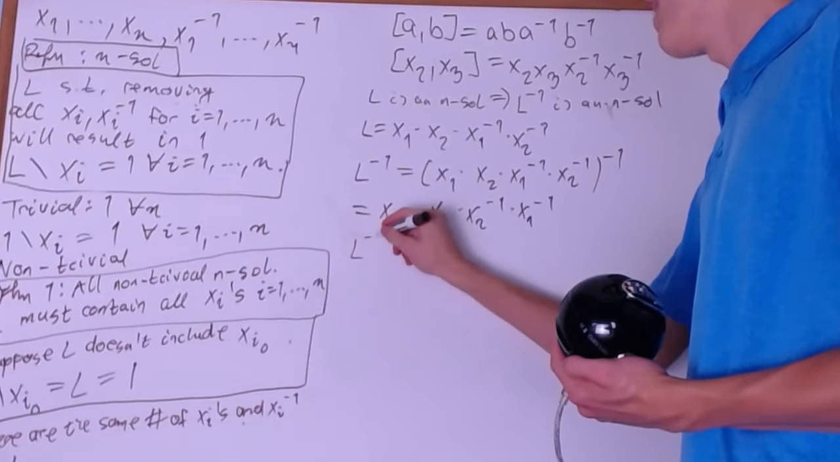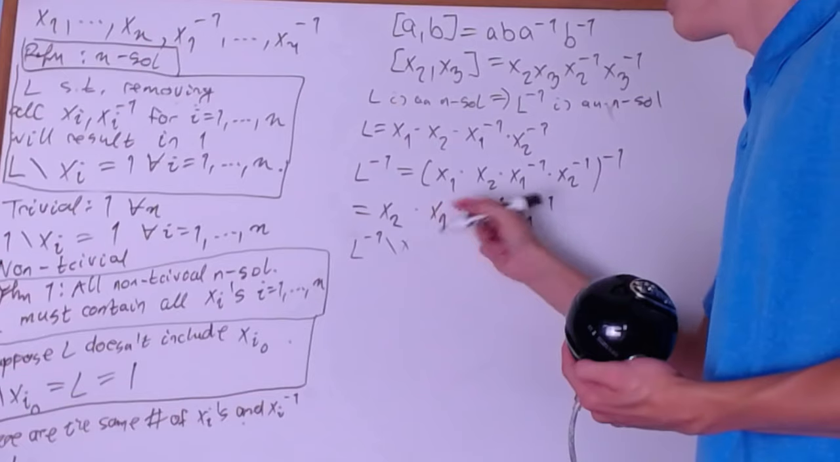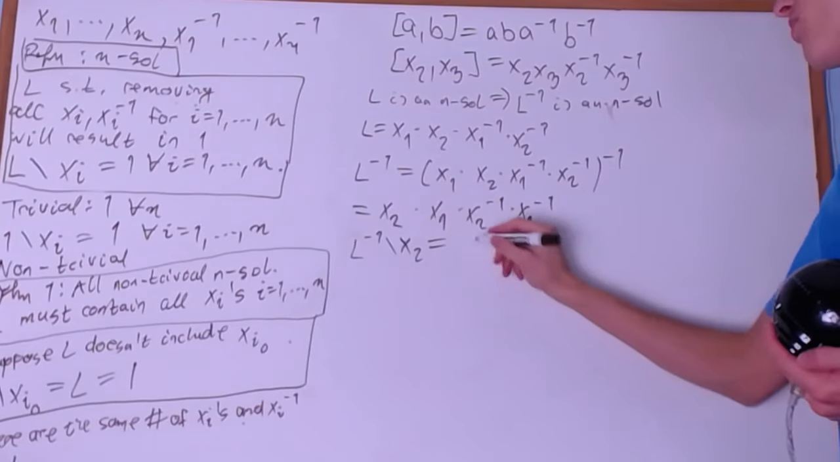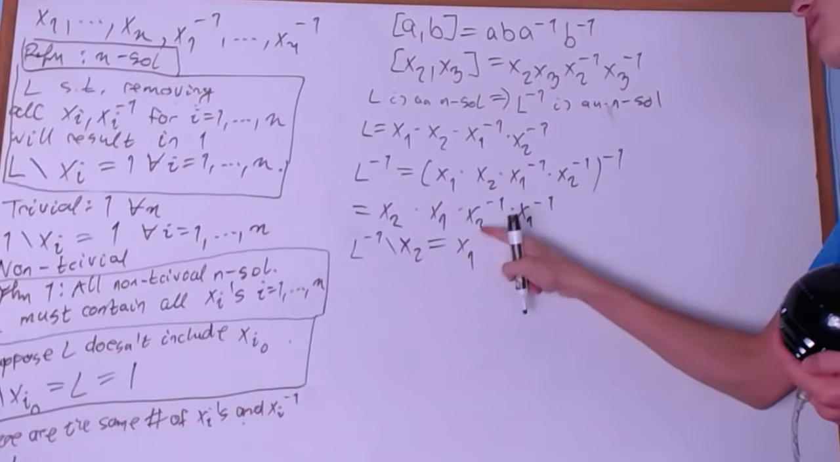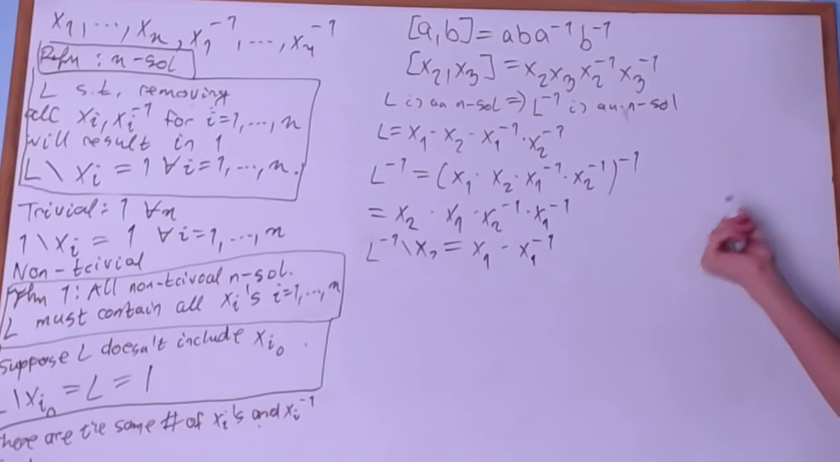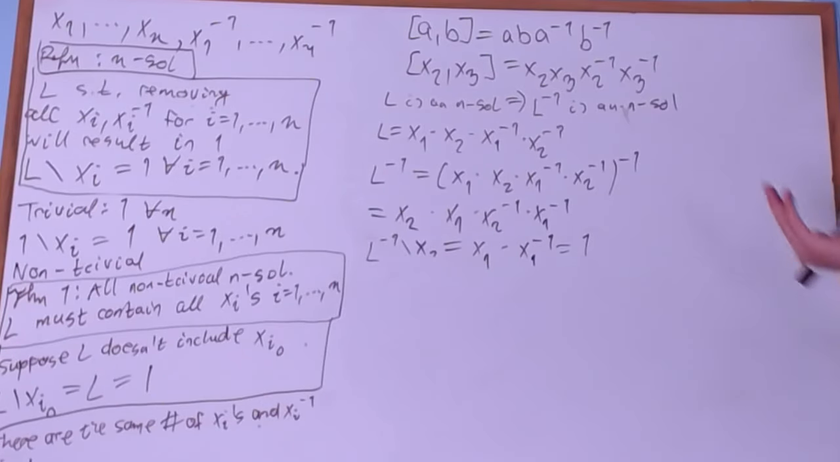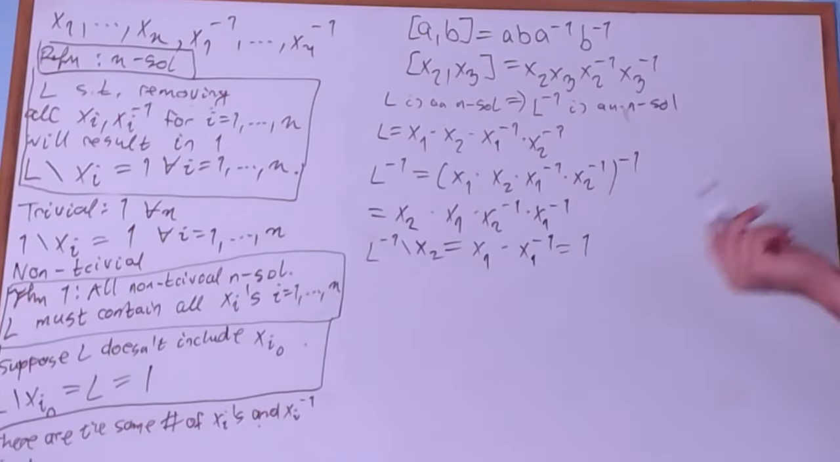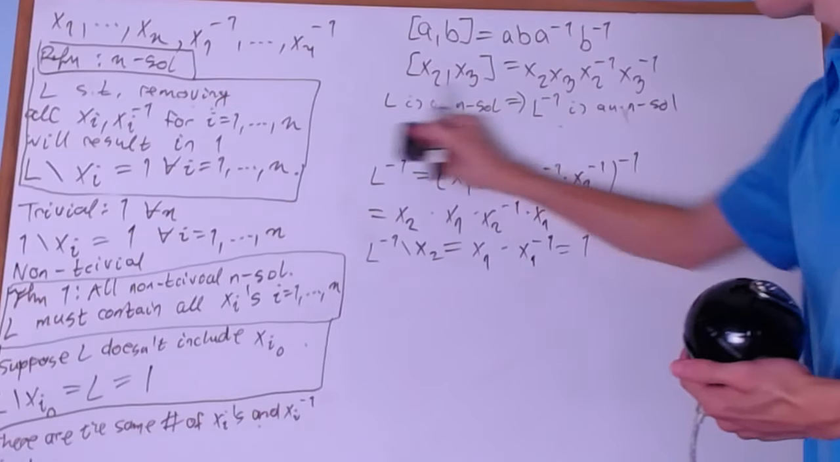Let's do L inverse removing x2. Well, L inverse removing x2, we skip over that first x2, we do an x1, x2 inverse we skip over, we do an x1 inverse, and x1 times x1 inverse is just going to be 1. And so you can see that that works out, and you can also prove it for removing x1 from it. So now you can probably tell how you would do the general form of this. So let's just write this out as a statement right there.